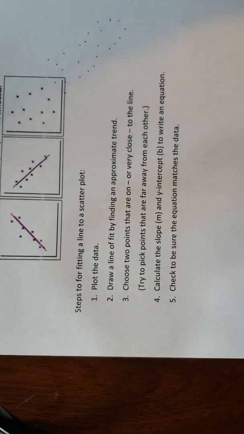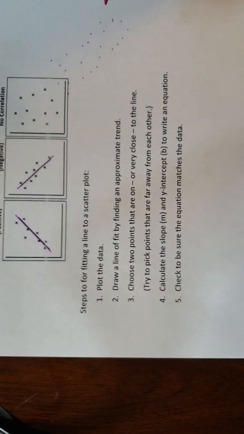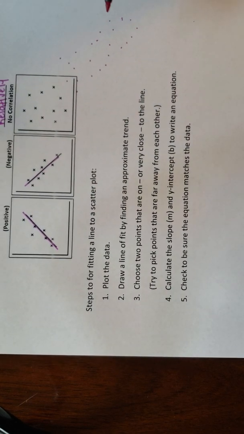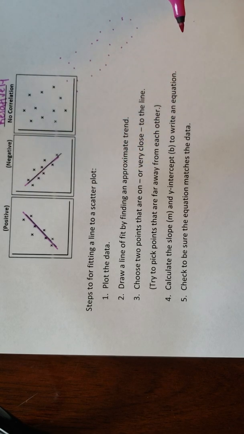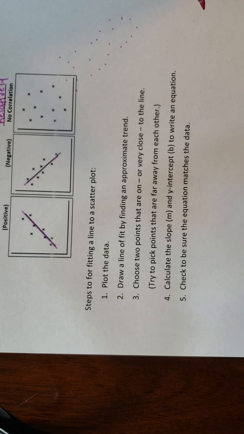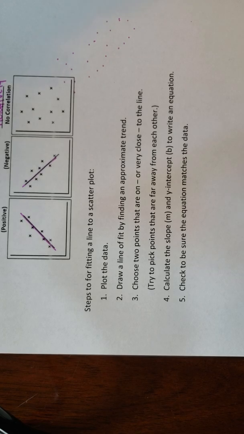All right, so the way that we find a line of fit is we plot the data, like here. Draw our line of fit, so however you see fit to draw your line of fit. Choose 2 points that are on or very close to the line. I try to pick things that are far away from each other. I feel like that's more accurate. Calculate the slope and the intercept, write an equation, and then make sure that it matches the data.